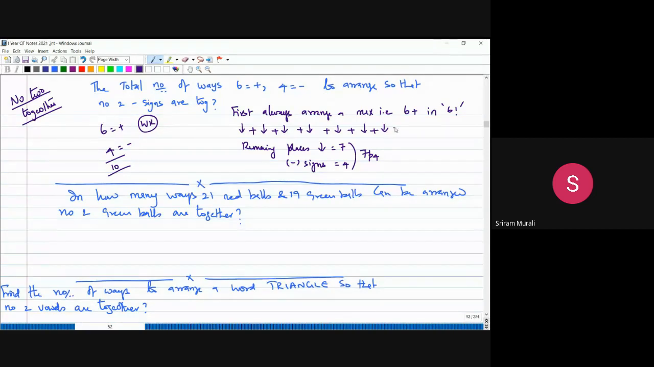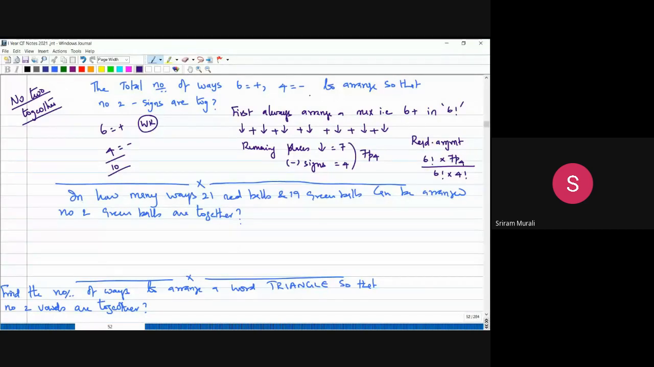So what is the required answer? The required arrangement: we arrange plus signs in 6 factorial ways, and minus signs in 7P4 ways. Because of repetition, I should divide by 6 factorial into 4 factorial. Have you understood? First always arrange the maximum. In fact, in the next few problems we are going to do the same.